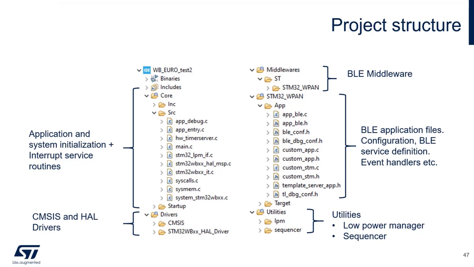In the last folder, the utilities, you see the low power manager. We will not touch that. And also a sequencer, which we will see a little bit later. Just to remind you, a sequencer is a very simple non-preemptive scheduler that is integrated in most WB examples. Basically, it's a while loop that schedules multiple tasks in a non-preemptive manner. Let's go make some changes in the code.